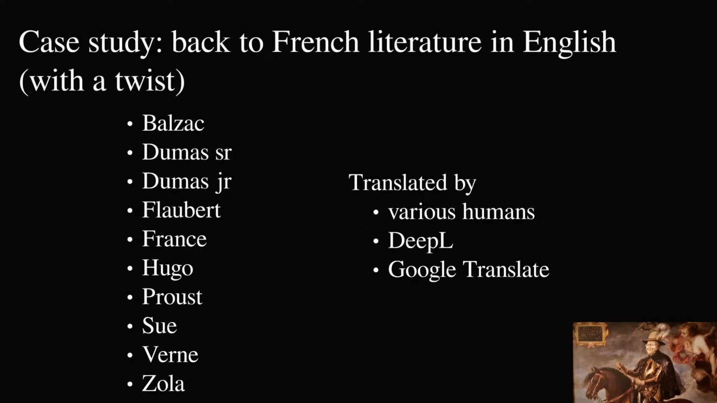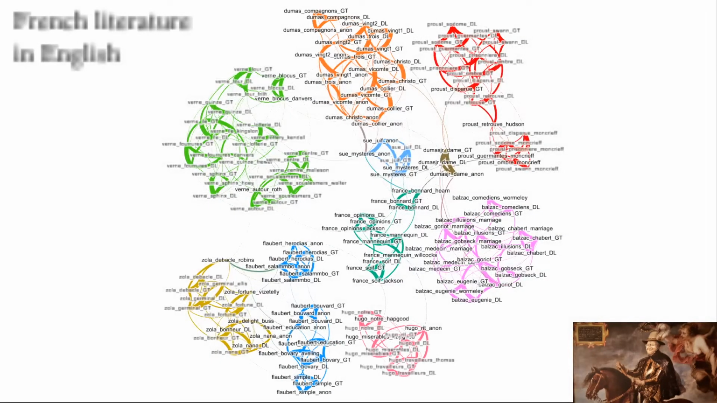We'll see how good DeepL and Google Translate are in translating French literature into English, at least from the point of view of quantitative stylometric analysis. So here goes. This is our network. Now, how do we read this network?